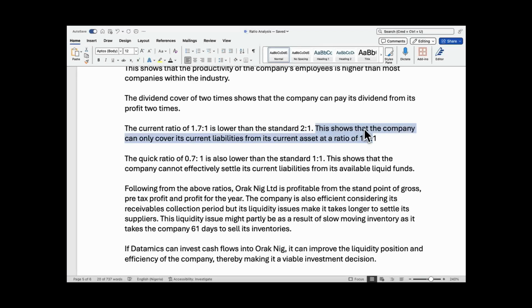Like in this one, I said this shows that the company can only cover its current liabilities from its current assets, with a ratio of 1.7 to 1. The quick ratio of 0.7 to 1, I said, is lower than the standard 1 to 1. And this shows that the company cannot effectively cover its current liabilities from its available liquid funds. Then I've analyzed all the ratios, and I need to do some conclusions.